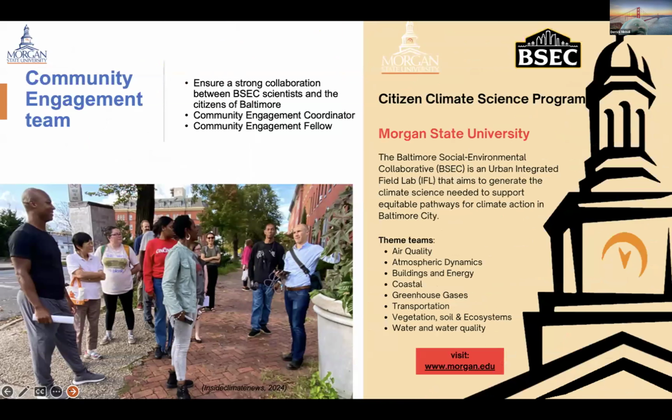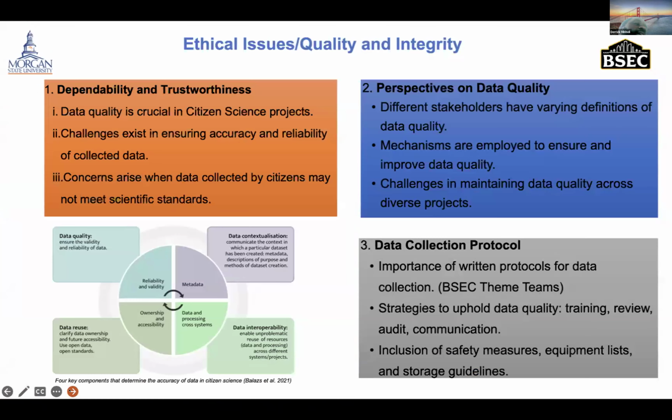Next slide. So the community engagement team ensures collaboration between BSEC scientists, which are composed in different STEM teams such as air quality, atmospheric dynamics, building and energy, transportation, vegetation, soil and ecosystems, water and water quality. And it's also composed of a community engagement coordinator that helps these connections between the community engagement team and different scientists, researchers.